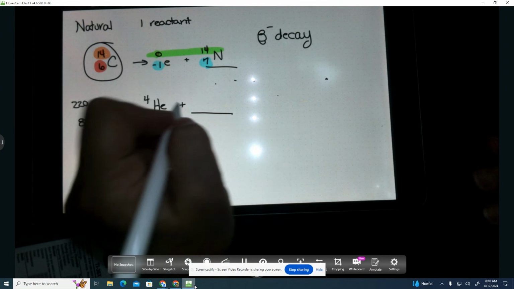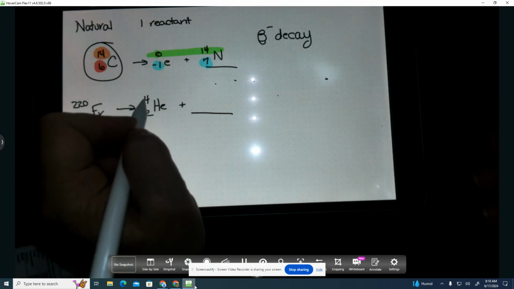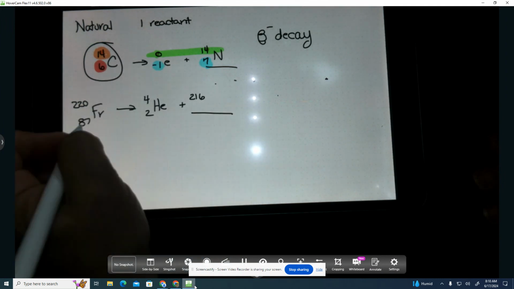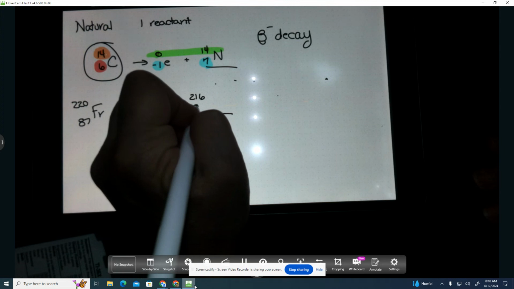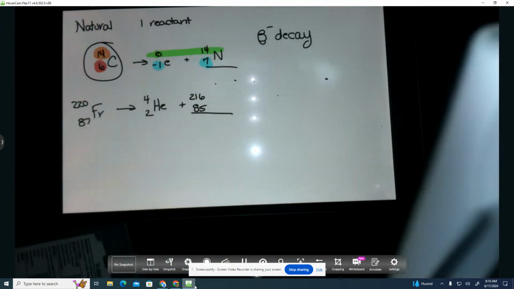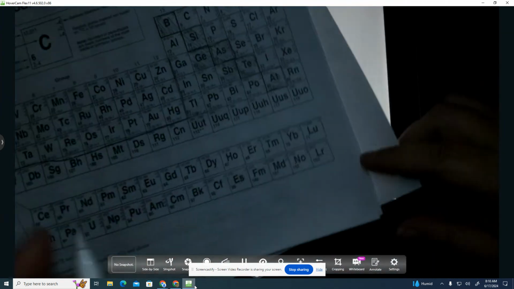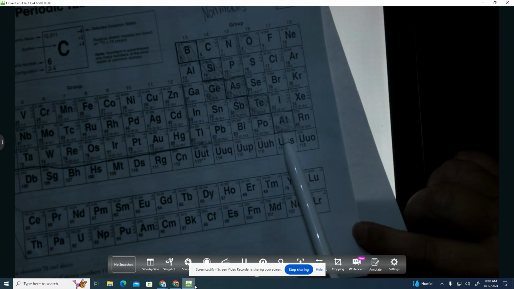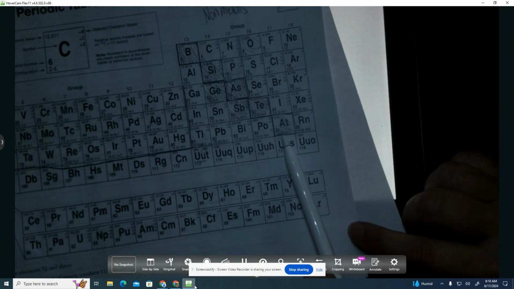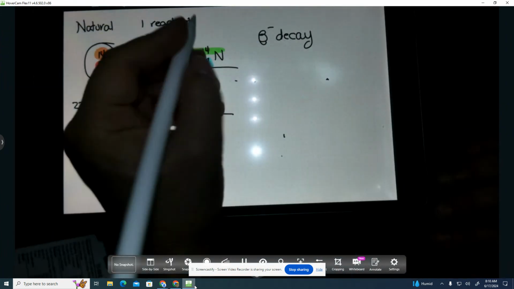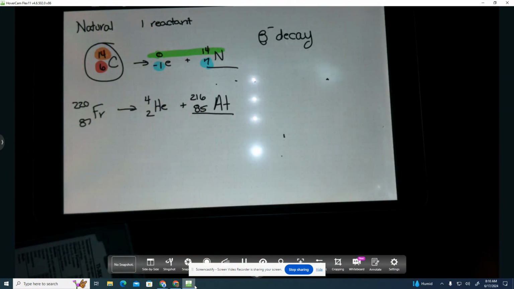Then we just do the same thing. 220 equals 4 plus 216. 87 equals 2 plus 85. We go back and look at atomic number 85, and I see it's At, and then you put At here. Okay?